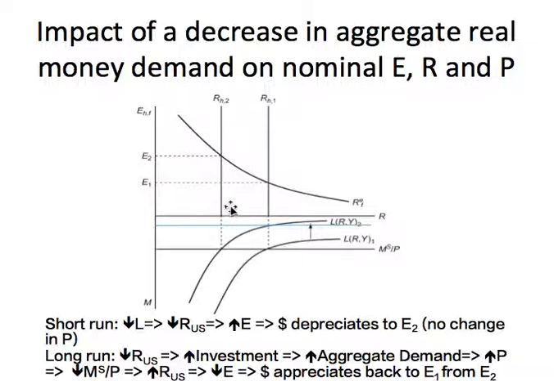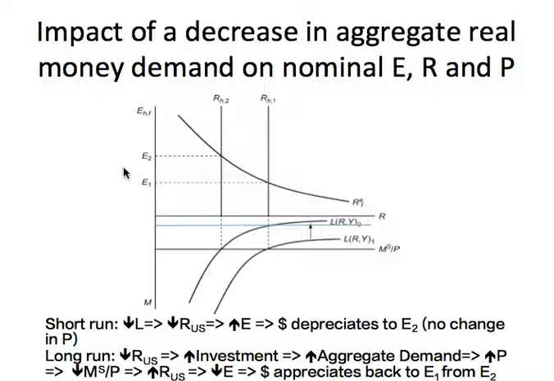As interest rate decreases in the short run, exchange rate rises. In other words, the dollar depreciates. The exchange rate increases from E1 to E2. But in the short run, there is no change in the price level. Okay, price level doesn't change in the short run.